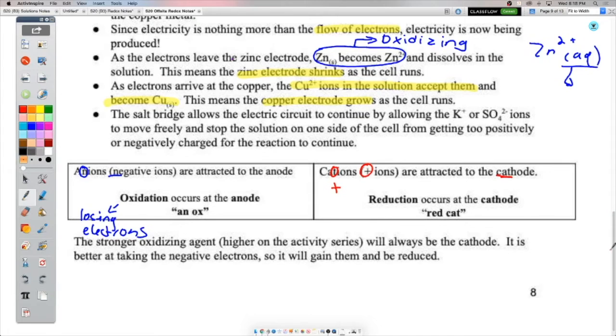Okay, now here's the thing. Reduction occurs at the cathode. The way we remember that is RED CAT, right? So since reduction is occurring there, that means it's gaining electrons. Okay, I'm going to add something to this. Not just red cat. I'm going to add, red fat cat. And that's not just to be mean to this cat. It helps us remember something. So remember that rhymes, right? Red fat cat. Why fat?